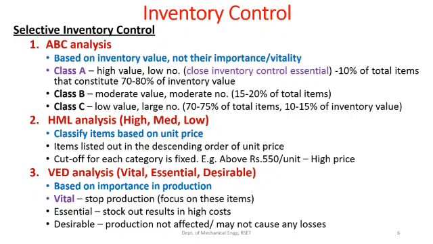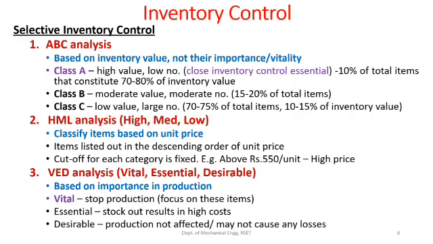So this is another way of classifying items and then prioritizing your inventory control. Okay, so you classify them based upon the unit price. This is the HML analysis, where you analyze items based upon their price and categorize them into 3 classes: high priced, medium priced and low priced units.